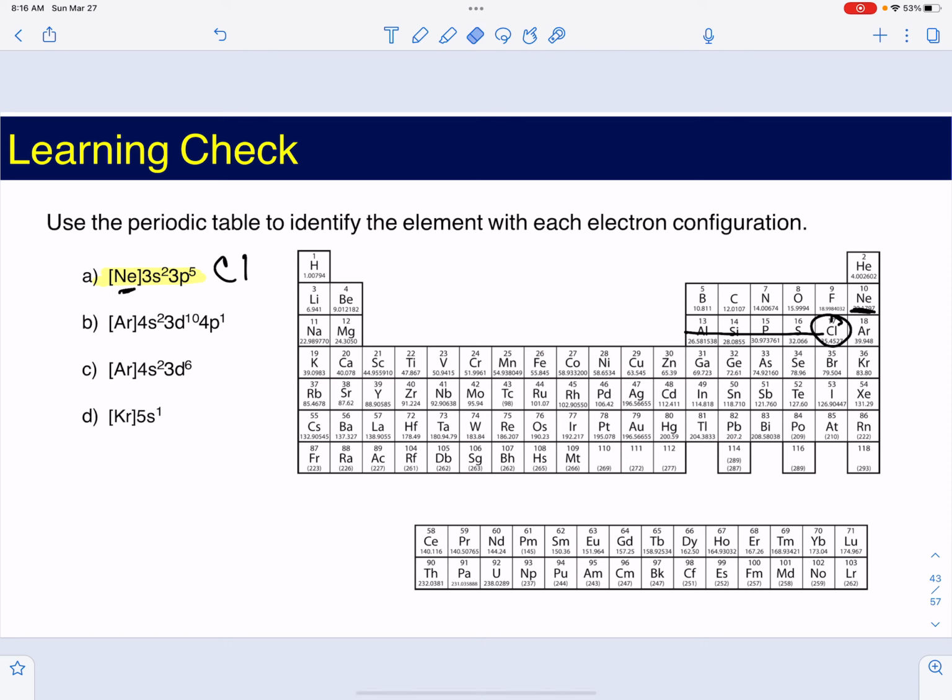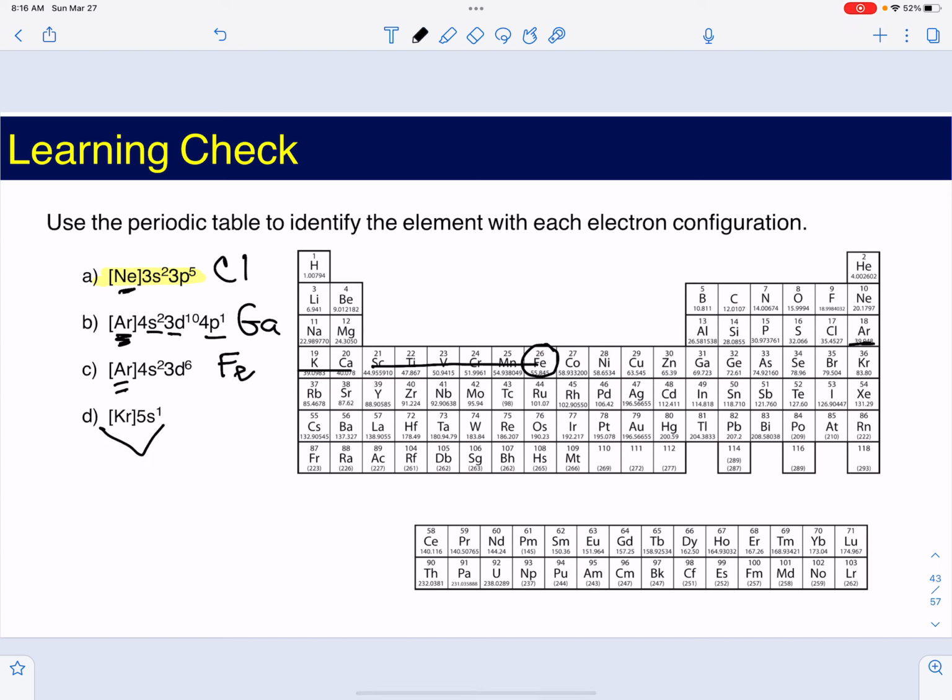Let's do the next one. We're beginning with argon. So we're beginning here, and then we're going to go 4s2, 3d10, 4p1. So we're talking about gallium. For the next one, we're beginning with argon again, and then we're going to go 4s2, 3d6. So we're talking about iron.